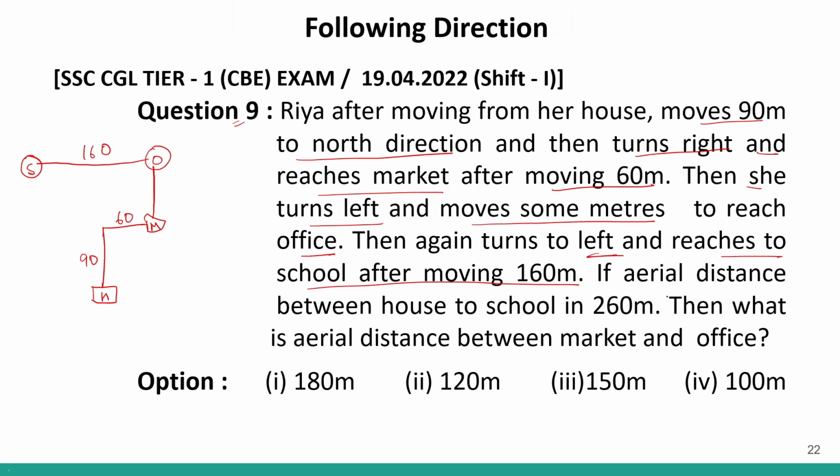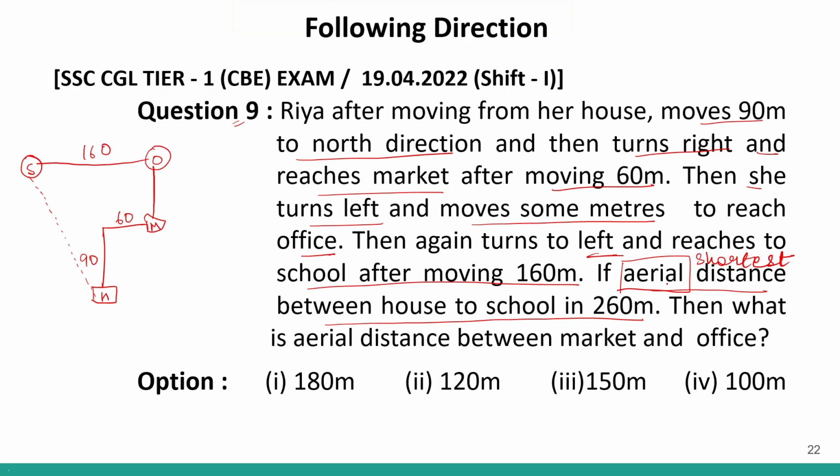Okay. If the aerial distance between house to school is 260 meters, so this distance, this is the shortest distance. As I said, aerial distance means the shortest distance. So aerial distance, whenever we get aerial distance, it means shortest distance.